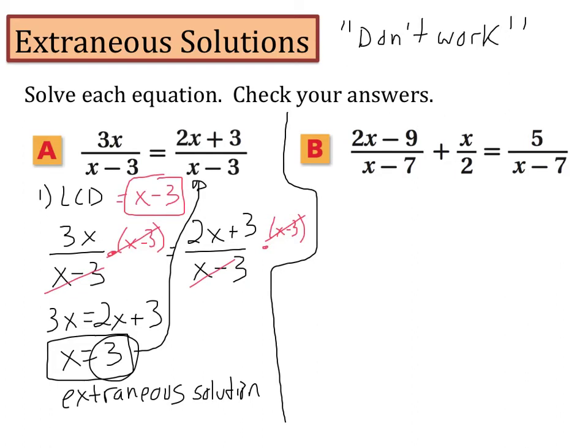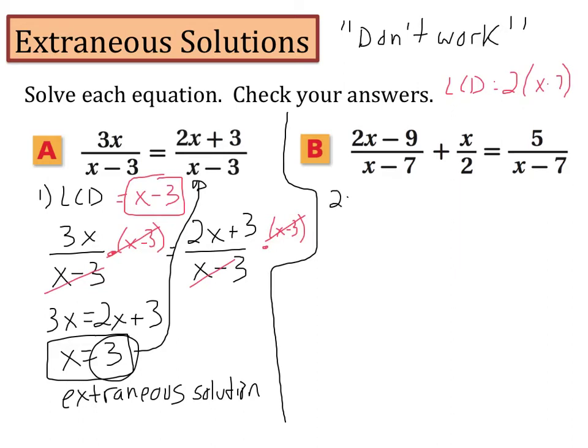Let's take a look at example B. Now for example B, our lowest common denominator is going to be 2 times x minus 7. So we want to keep it in this form because we want to multiply each fraction by that, and we see that we'll be able to cancel out a few things.